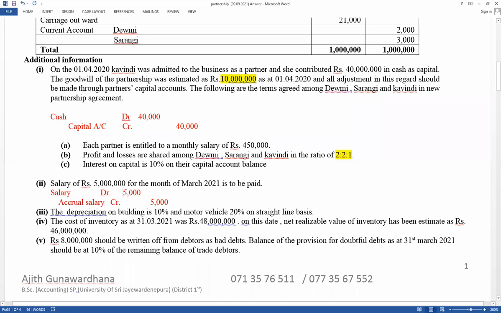Salary account debit 1 mark for that. Accrual salary account credit 1 mark for that. Accrual salary should be included in the financial position under current liability 5,000. Salary account debit, that value should be added to the balance available in the trial balance. Trial balance also has given salary.